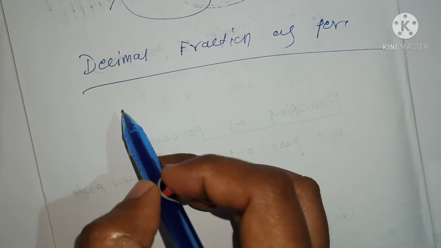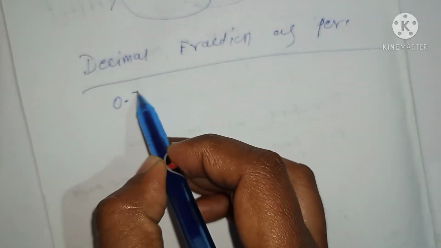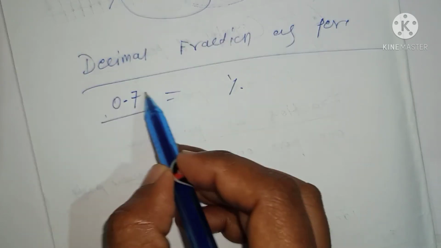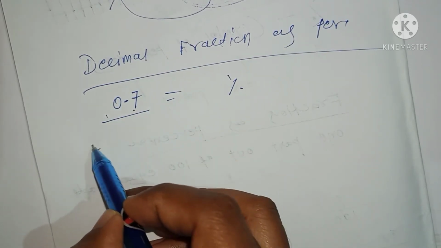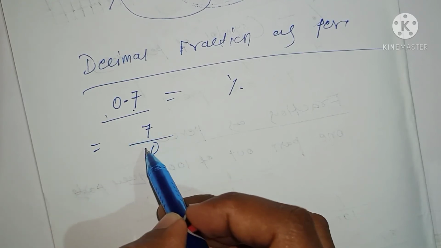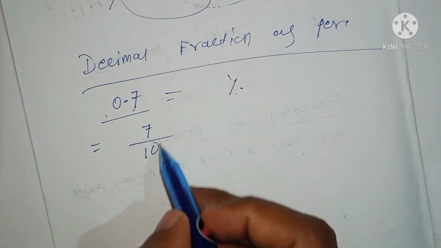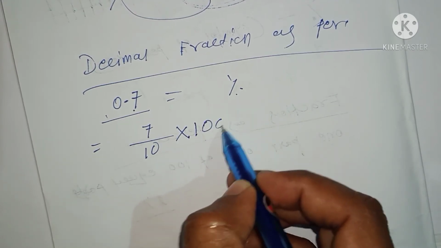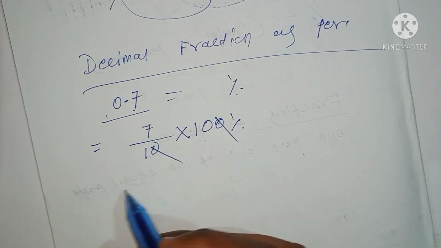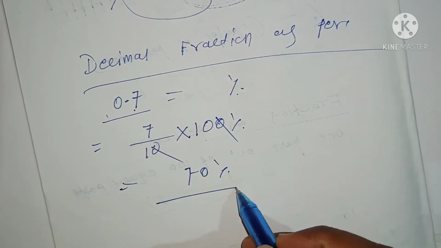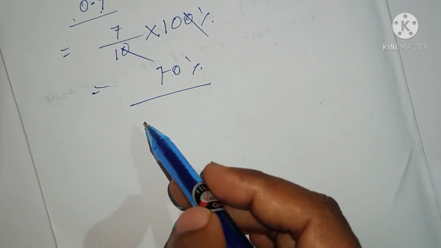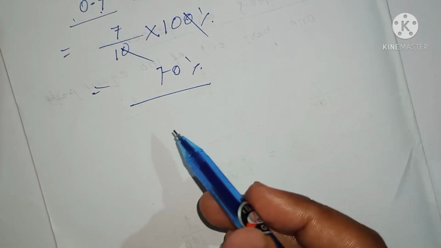How will a decimal fraction be written as a percentage? Suppose 0.7. How to write it in percentage? This decimal 0.7 we can write in the form of a fraction, that is 7 by 10. Now we have learned clearly how a fraction is written as a percentage. Simply multiply by 100%, you will get the required result. Here denominator 10 and 100 can cancel. Now 70% will be there. Is it clear?